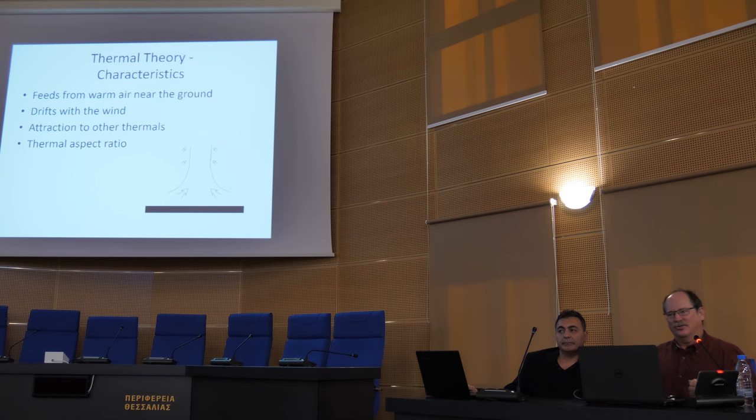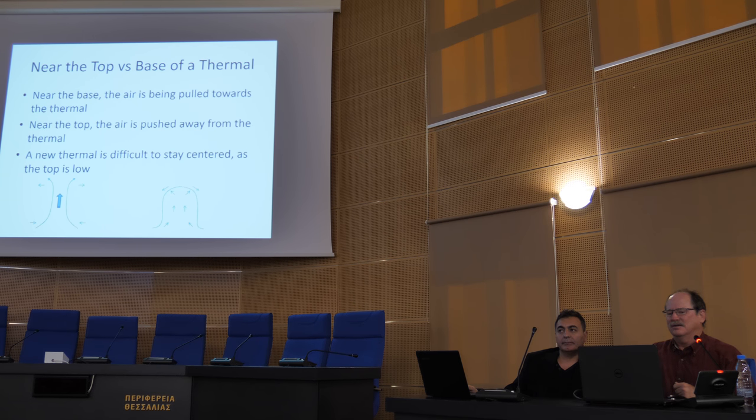And then the thermal aspect ratio. In the big picture, if the inversion height is 1,000 meters, the thermal width will be 300 to 500 meters in the middle. Near the ground, it's lots of little things that coalesce to make the big thermal. Obviously, near the ground, the thermal is like a vacuum cleaner. It's sucking the air into it. Near the top, it's hitting the ceiling and spreading out.